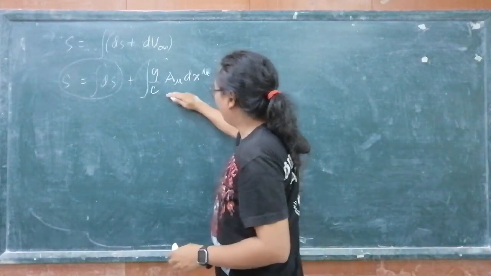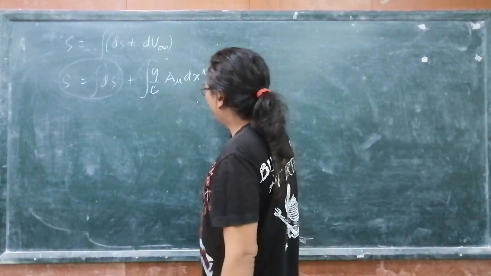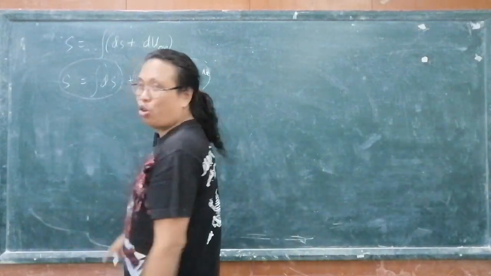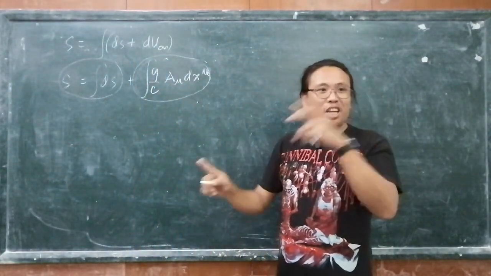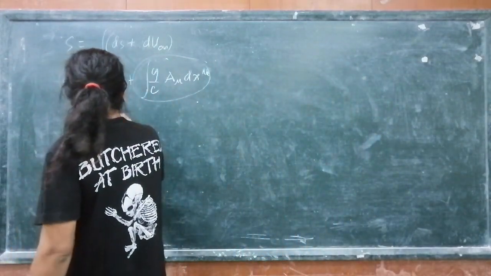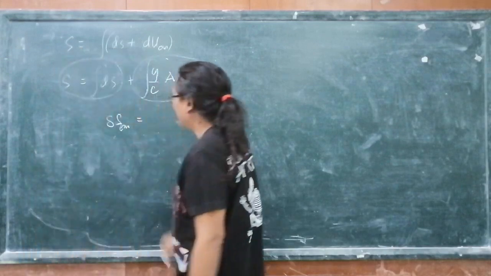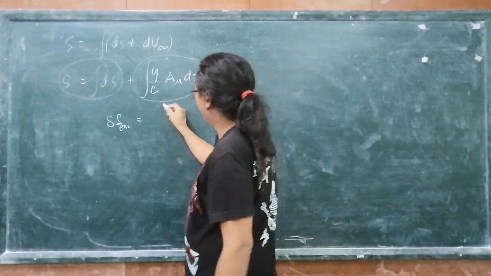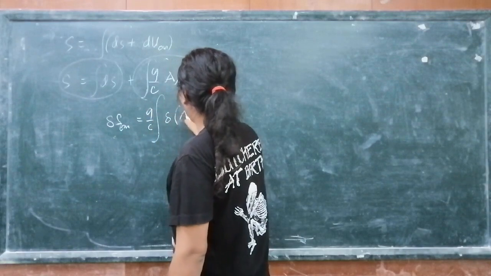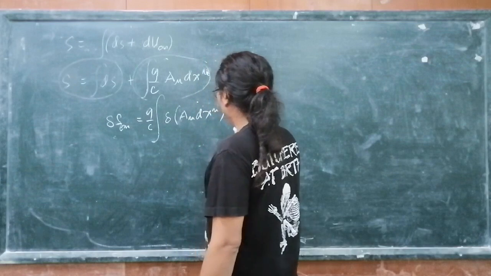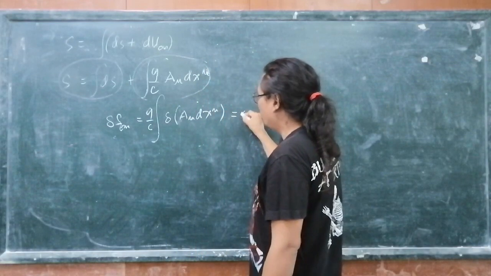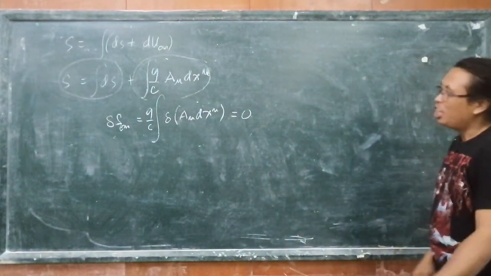Now, since this is our action, we are interested in this part of the action, the electromagnetic part. So how do you calculate the equation of motion? We take the variation, right? Taking the variation of the action, let's call it S_EM, delta S_EM would be Q over C delta of the integral of A_mu dx^mu, and this is equal to 0. The variation must be equal to 0.